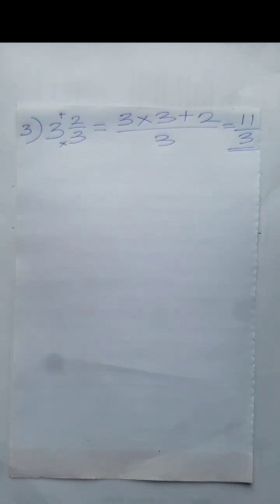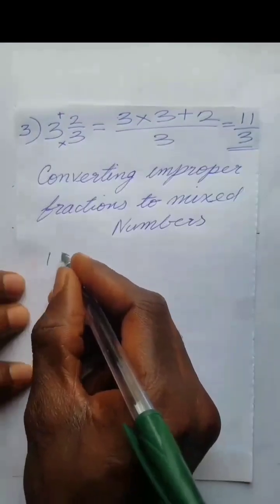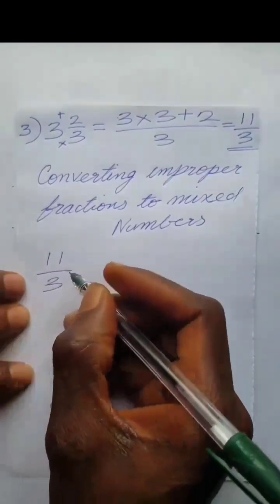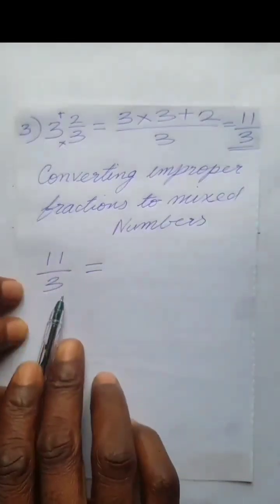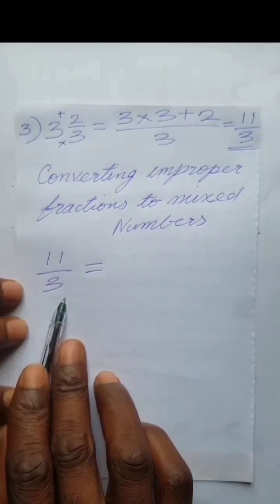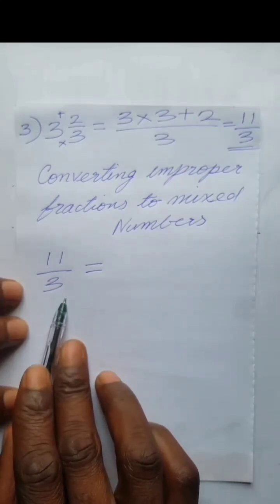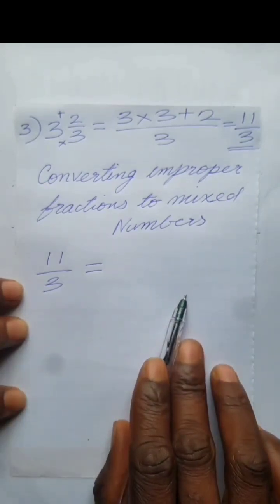Now let's proceed from converting from improper fractions, like this, back to mixed numbers. If you give me 11 over 3, what I have to do is divide 11 by 3. Please, it's very important for you to go and watch our video on how to divide numbers. Please watch that video so that you can flow along with us very easily.